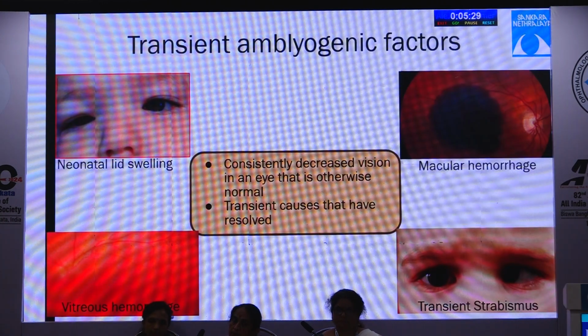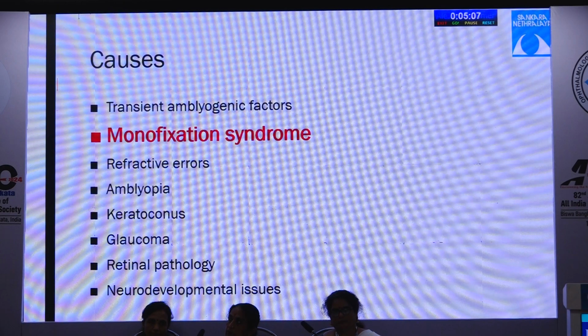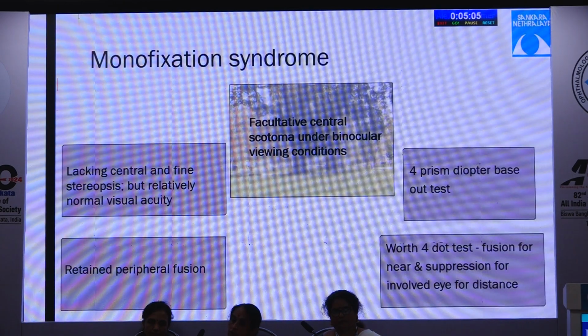So what are transient amblyogenic factors? These are some during infancy or early age. They might have any of these things: a lid swelling, a macular hemorrhage, a transient strabismus, vitreous hemorrhage, which has gone away but has left the child with some deficit from that time, and often these children are monofixators. So the next thing which you have to look for is monofixation syndrome. So this is basically a facultative scotoma.